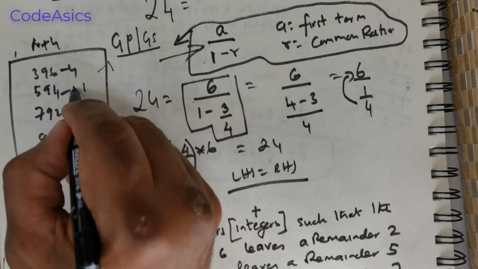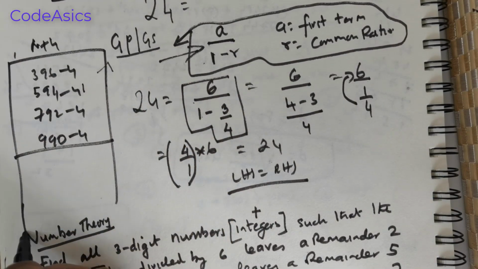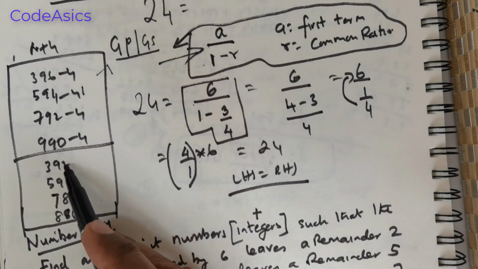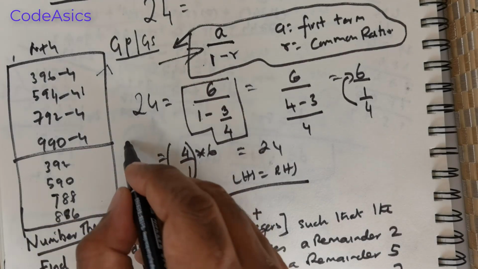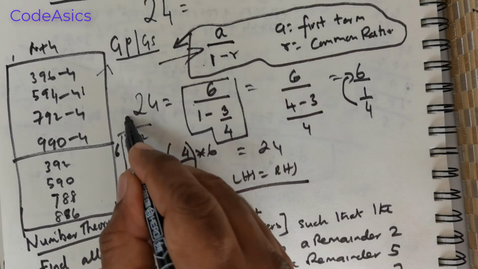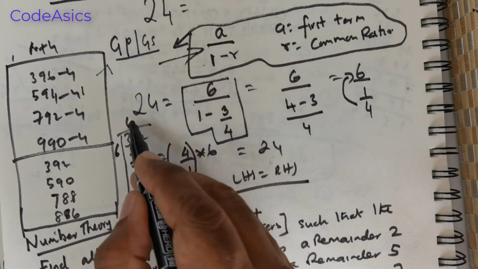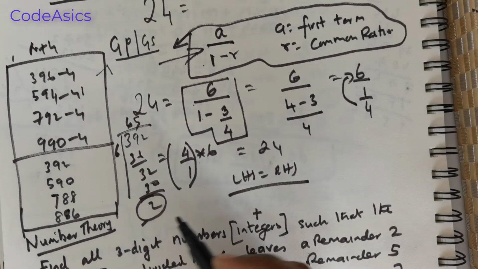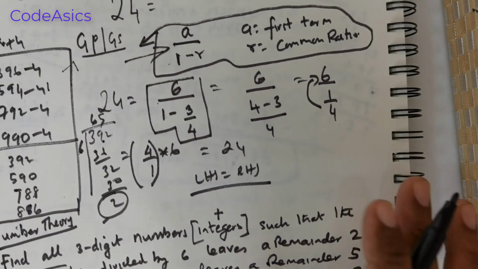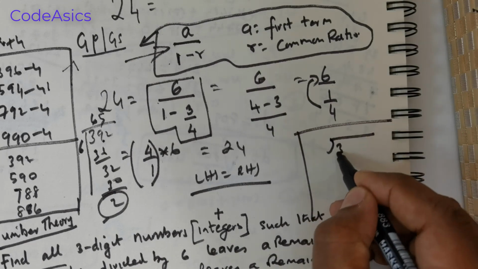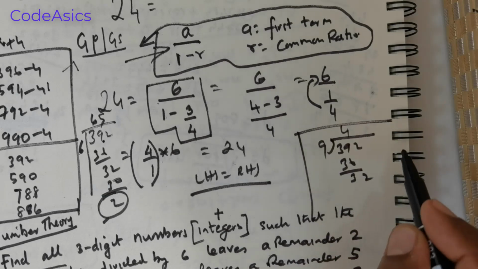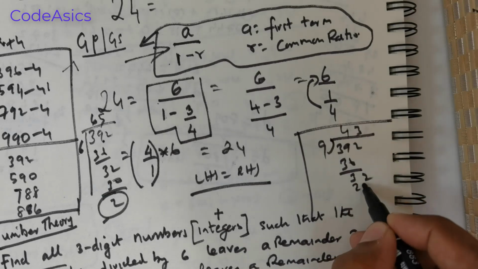So you have to subtract 4 units from each of these numbers. So if you were to do that, this would give me 392, this would give me 590, second number, third number, fourth number, fifth number. So let me just show that to you. 392 when it is divided by 6, 6 times 6 is 36, you get 32, 6 times 5 is 30, remainder is 2. So 392, if you were to divide by 9, 9 4s are 36, 32, 9 3s are 27, you get 5 remainder.